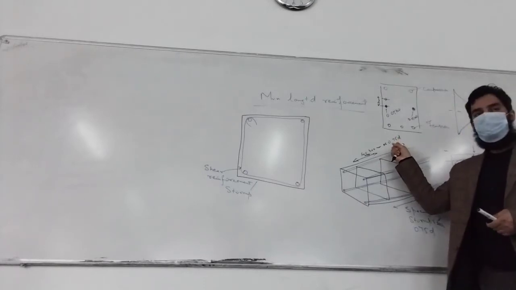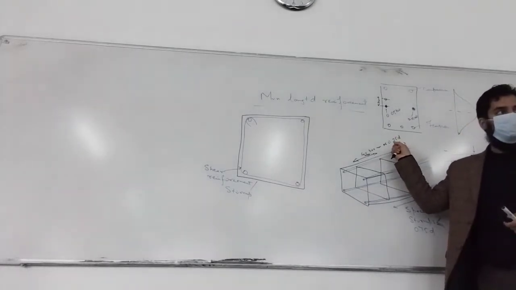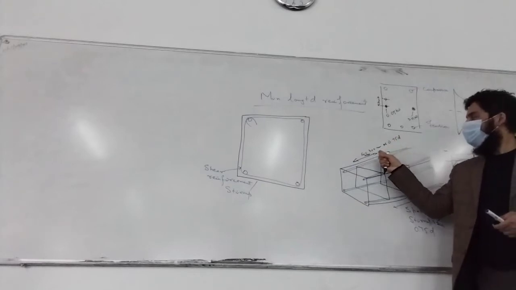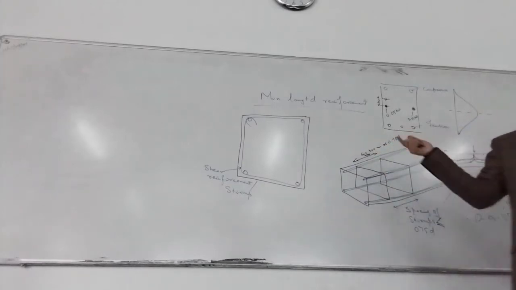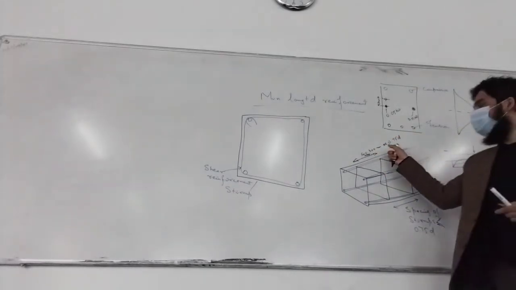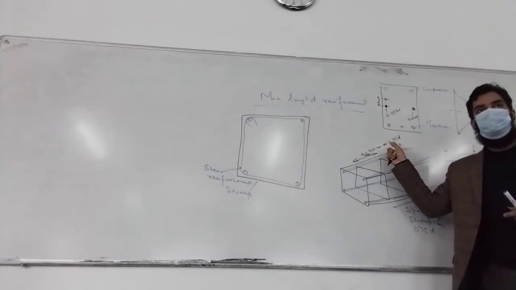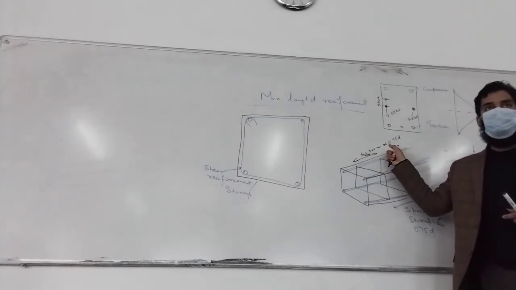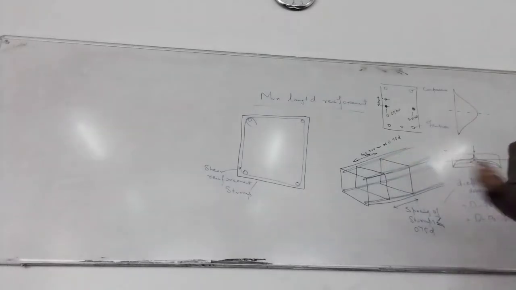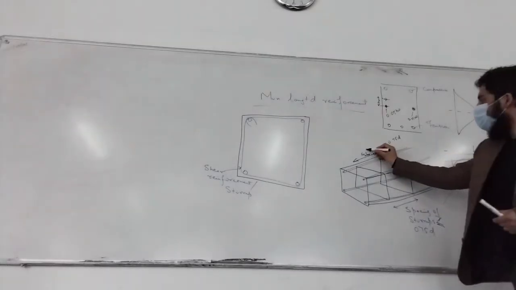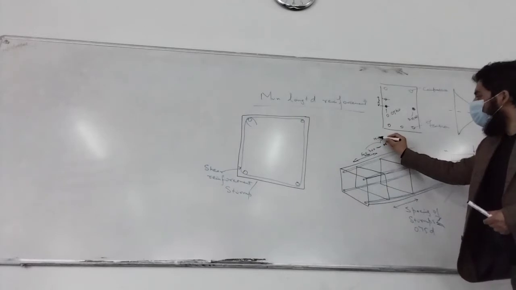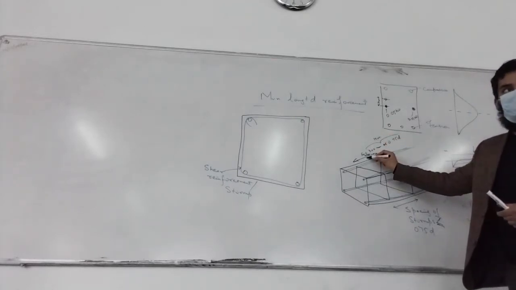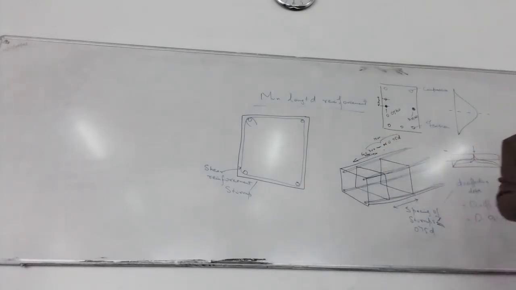If 0.75 d is coming greater than 300 mm, then you will take only 300 mm. Otherwise, if 0.75 d is coming, say, 200 mm, then you cannot take 300 mm. You have to take the maximum as 200 mm. It's the minimum of these two. The maximum spacing is the minimum of these two between the two rings, or the stirrups.